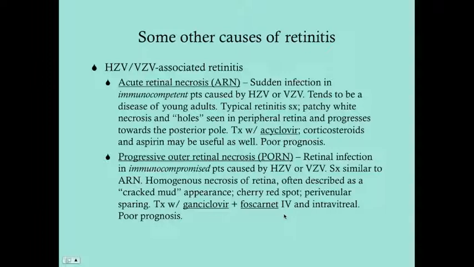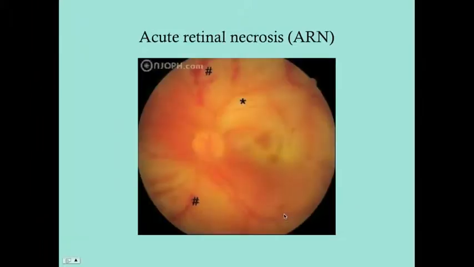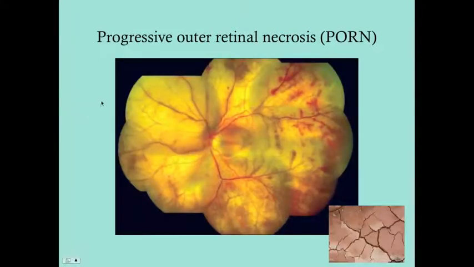But this also has a poor prognosis. So let's see what this looks like. So this is progressive outer retinal necrosis. And what I want you to note is the extreme amount of inflammation, as well as the hemorrhaging, but also that there's this sparing along these veins.